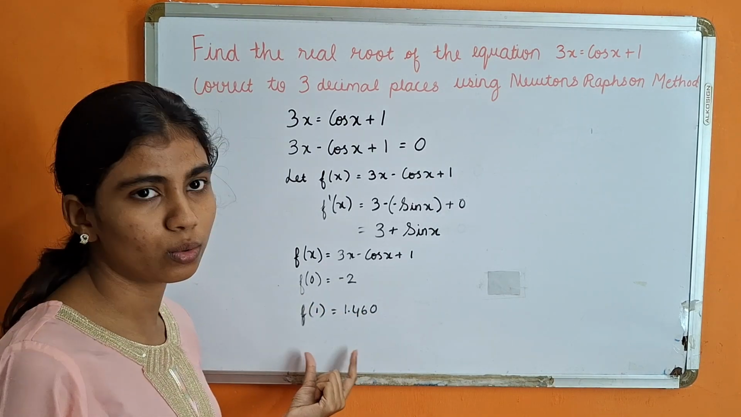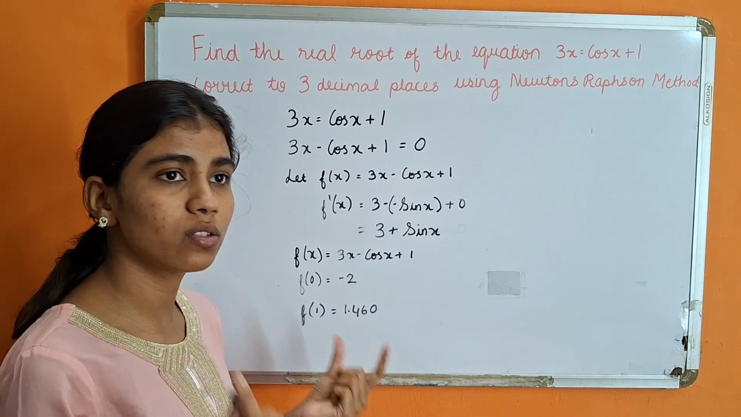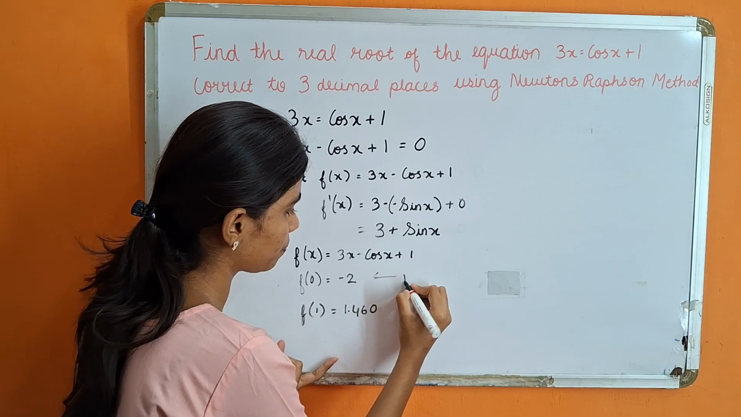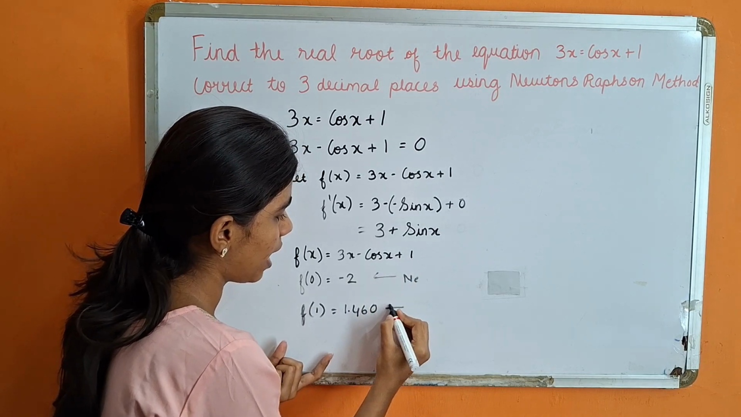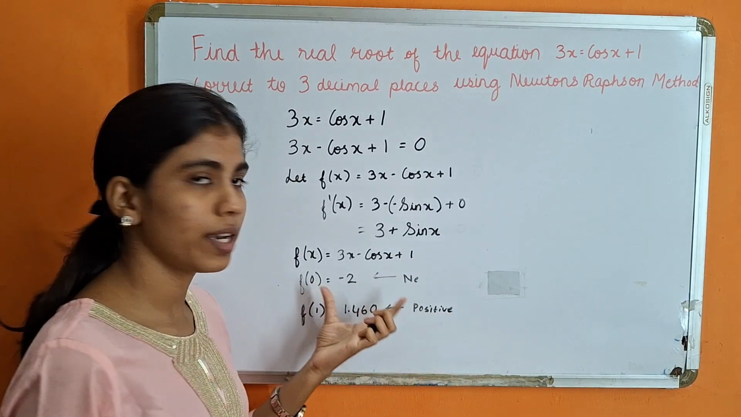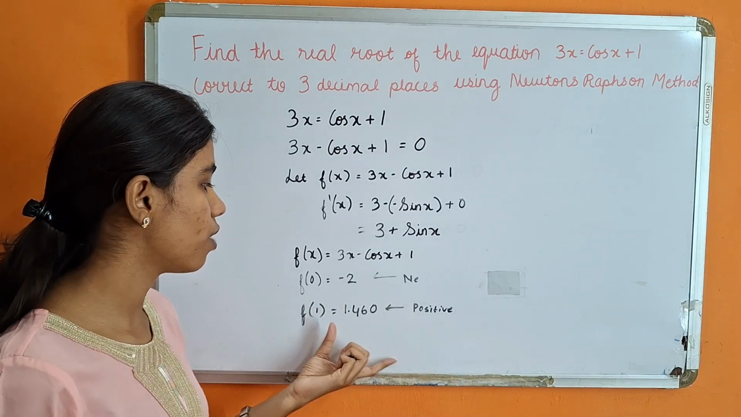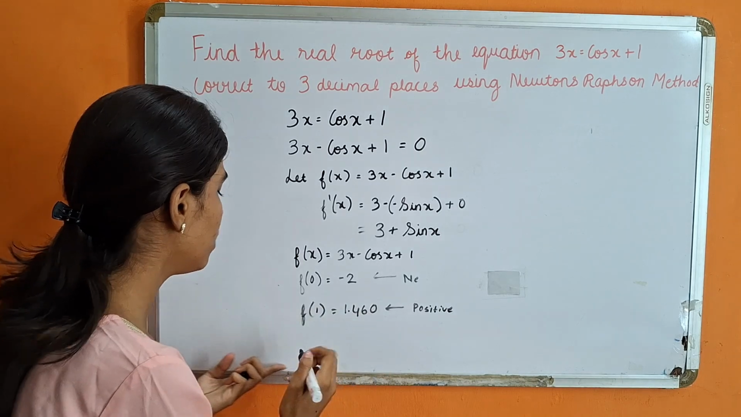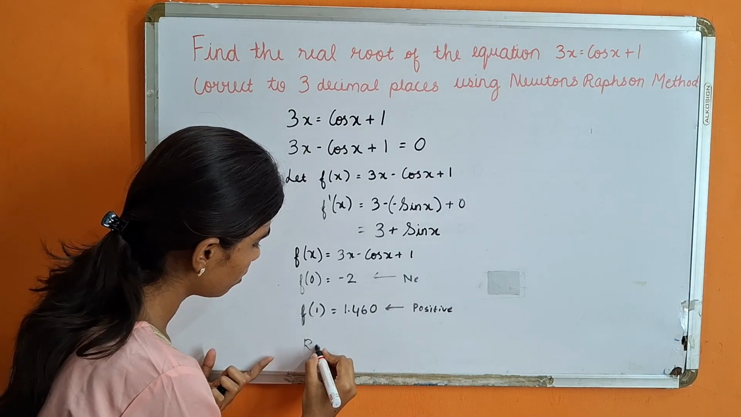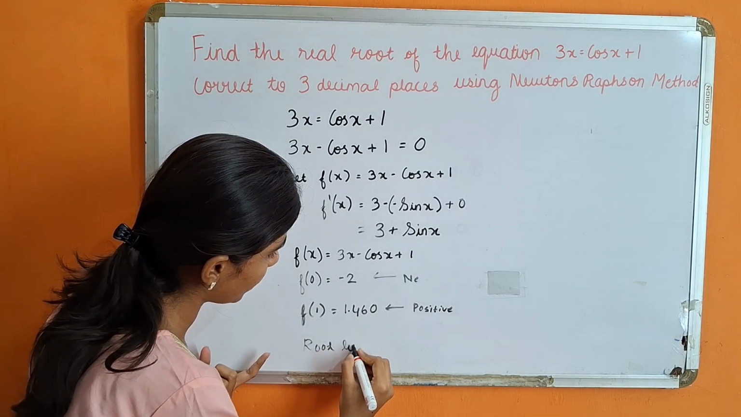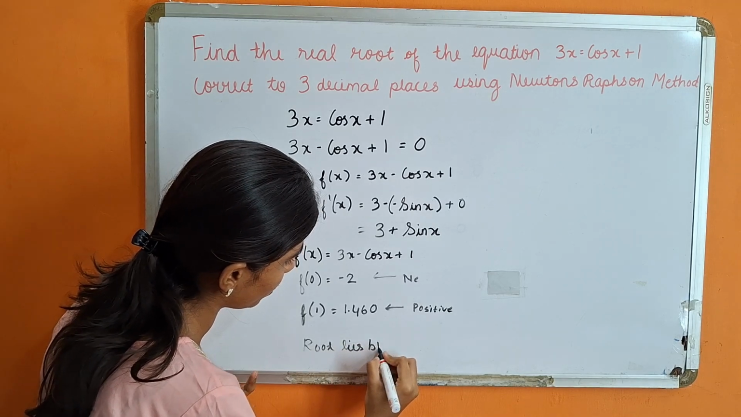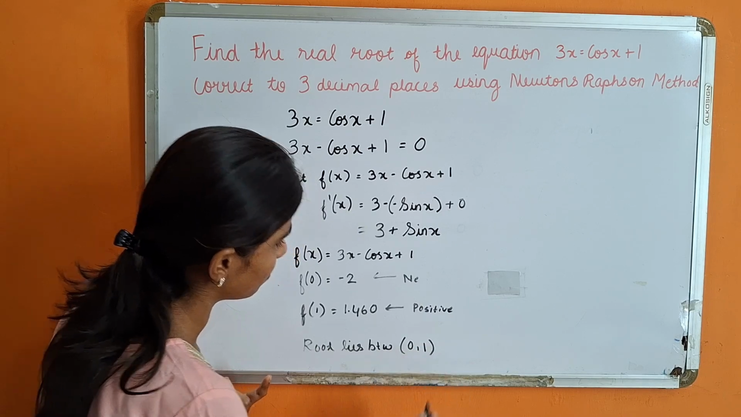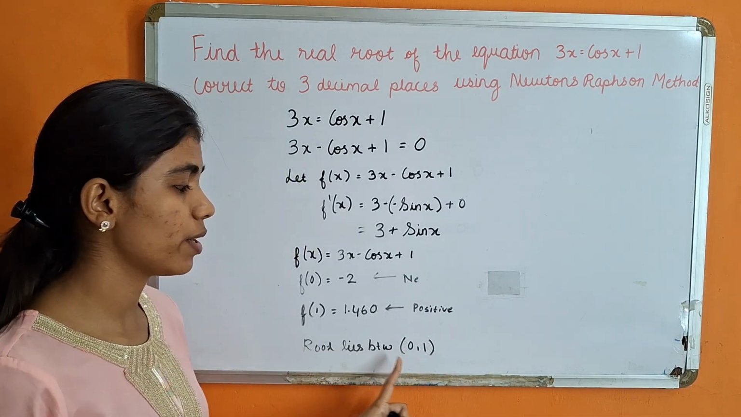Okay, so after this, in case the value is also negative, then you have to solve f(2), and if that is also negative, then solve f(3). You stop when you get one negative value and one positive value. So I got one negative, one positive. Then I'll write: the root lies between 0 and 1.